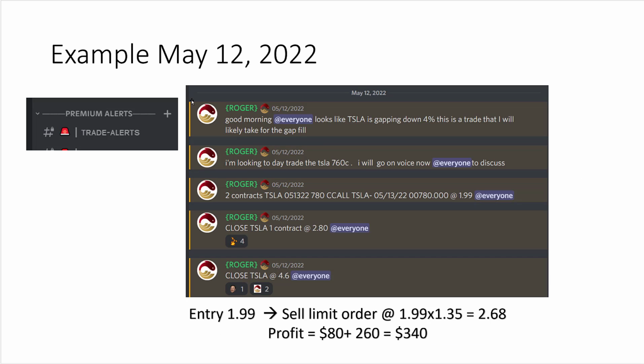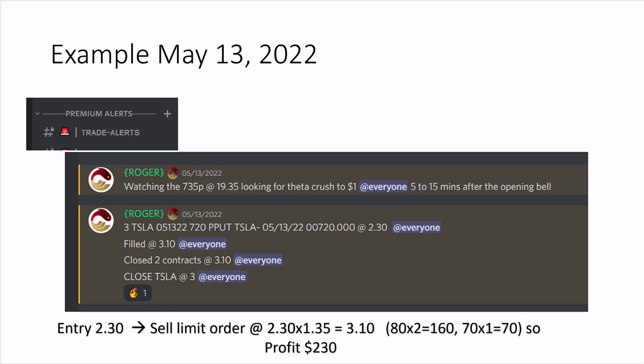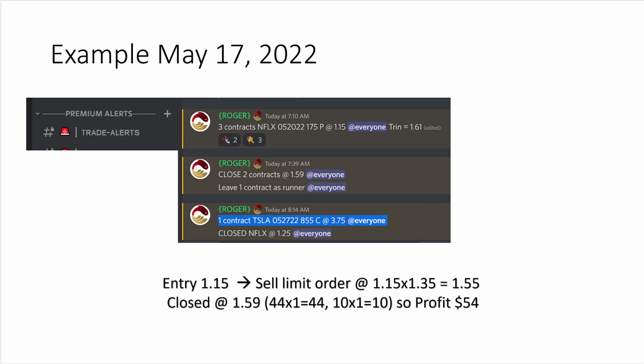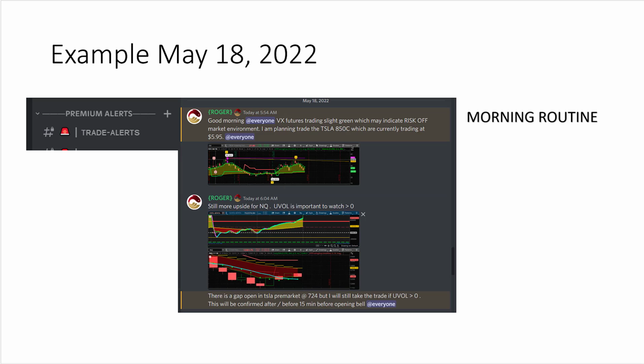So I've created a whole bunch of slides here. You can go through this. These are actually real trades, using real risk.